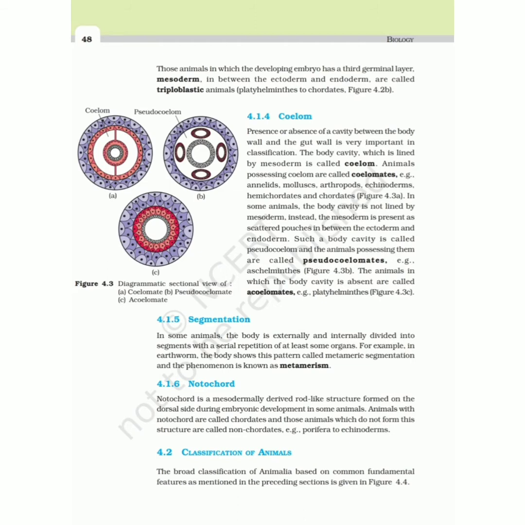4.1.5 Segmentation. In some animals, the body is externally and internally divided into segments with a serial repetition of at least some organs. For example, in earthworm, the body shows this pattern called metameric segmentation and the phenomenon is known as metamerism. 4.1.6 Notochord. Notochord is a mesodermally derived rod-like structure found on the dorsal side during embryonic development in some animals. Animals with notochord are called chordates and those animals which do not form this structure are called non-chordates, e.g., porifera to echinoderms.